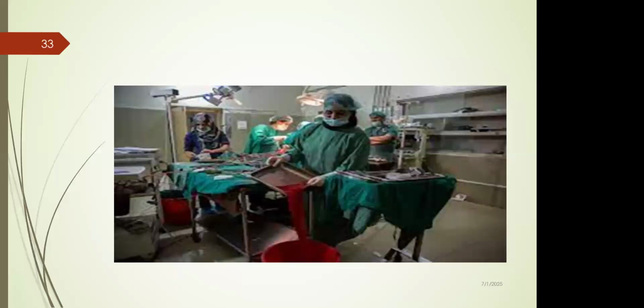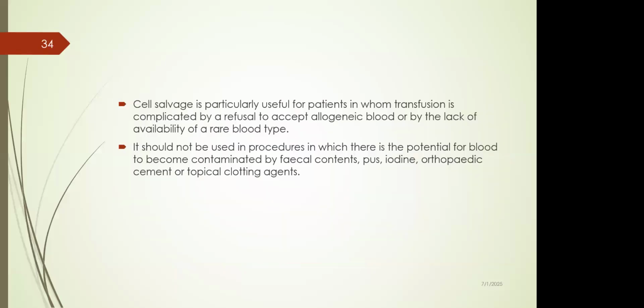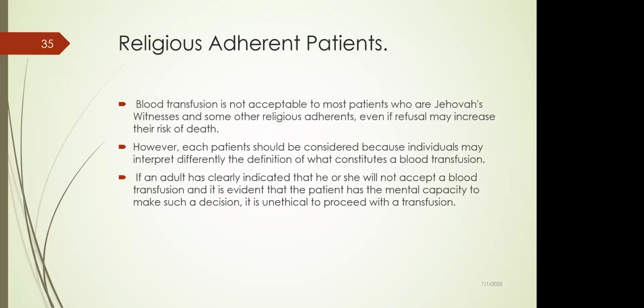And this is a cell salvage in which the blood is poured. Sometimes in our environment, a mesh of 10 layers is used to filter the blood and then transfuse. However, this method cannot be used when there's high risk of fecal contamination, or when the blood has been contaminated with feces or pus and other chemicals like orthopedic cement and all that. So this is a drawback for this cell salvage method.